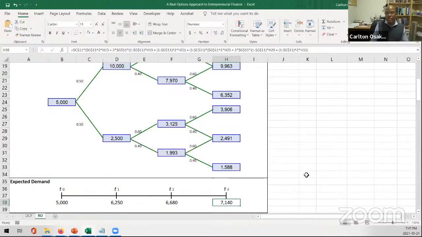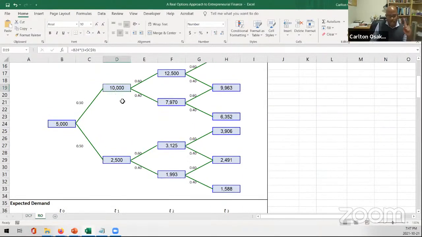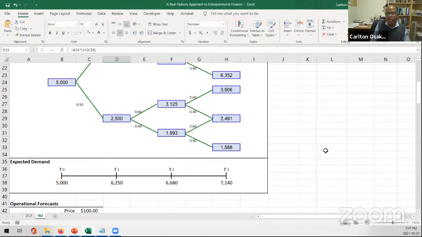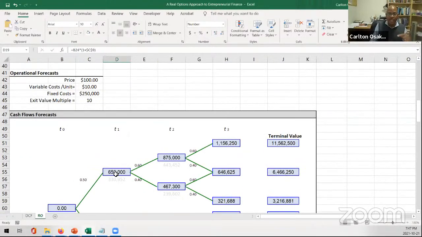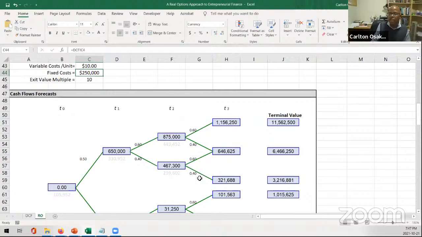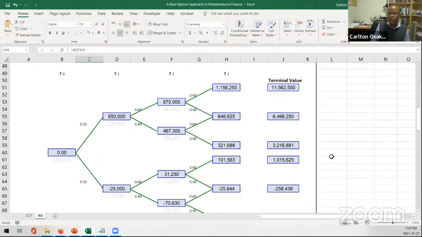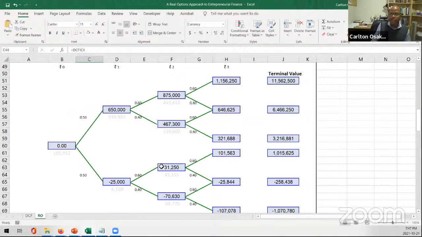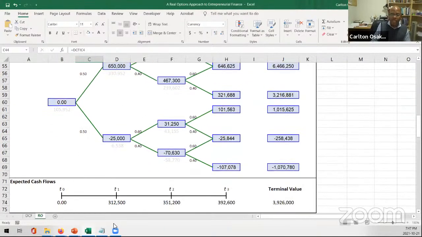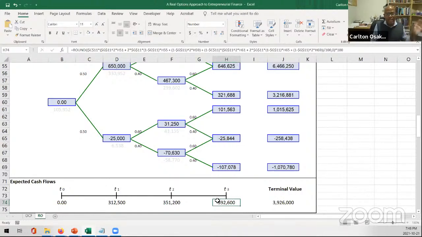The real options method instead would ask, in each scenario, what would the profits be? So you calculate the profits and cash flows in each scenario, using the price, the variable costs, and the fixed costs in each scenario. Then you discount these back, okay? You can then calculate the expected values for each scenario, and you pretty much get the same expected values you get in the discounted cash flow method.